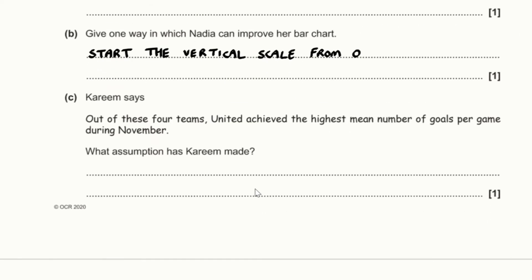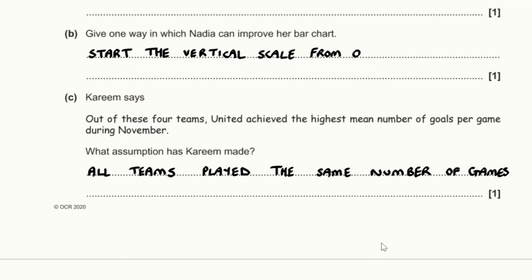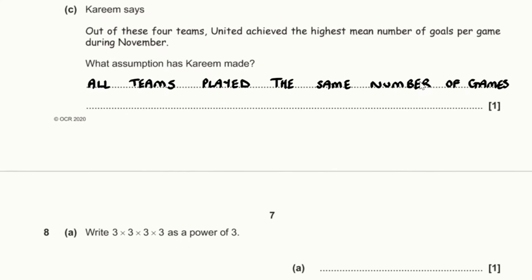Now for part C, Karim says, out of these 4 teams, United achieved the highest mean number of goals scored per game during November. What assumption has Karim made? Well, all teams played the same number of games. That's one of the assumptions we could have made.